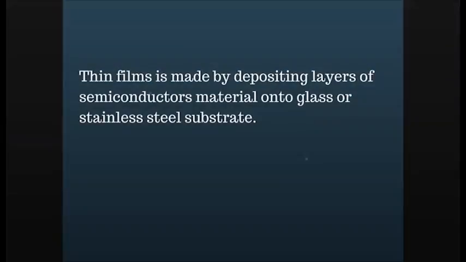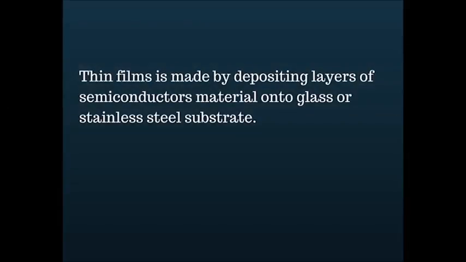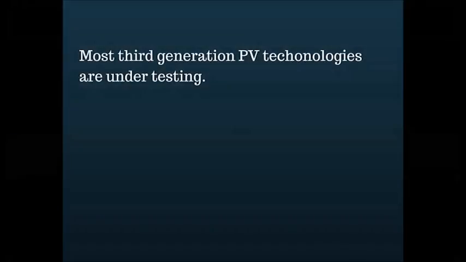Another PV technology based on silicon is thin film. In this case, no silicon wafers are used, but very thin layers of silicon which are deposited on glass or flexible substrate. This technology belongs to the second generation. Third generation PV technology covers a wide range of new, novel and innovative ideas. Most of them are still under testing.